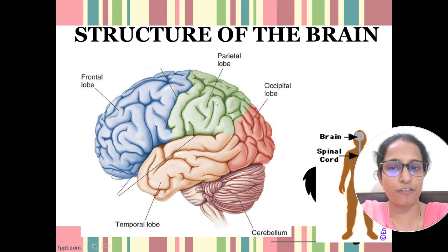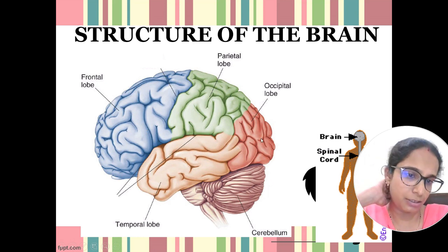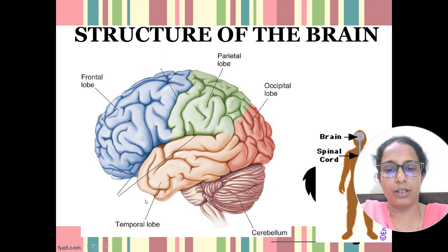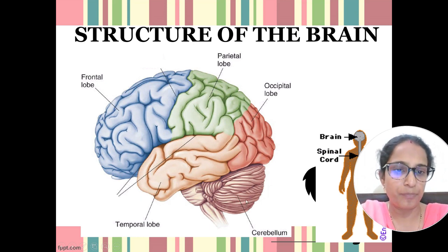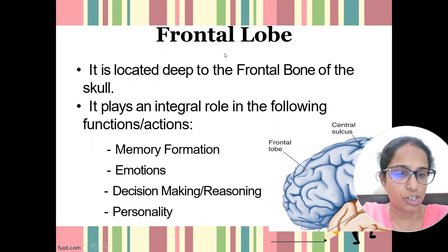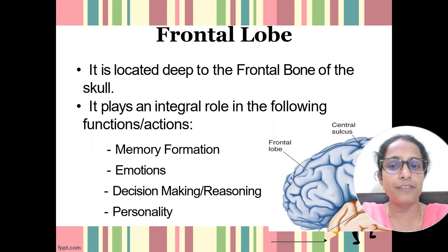So this is the structure of the brain, I think everyone knows. This is the frontal lobe area, the parietal lobe at the back, and the occipital lobe, which is the back region. In between is the temporal region, and at the end is the cerebellum. Starting with the frontal lobe, we will discuss the location of the frontal lobe first, and then we will discuss the roles of the frontal lobe.